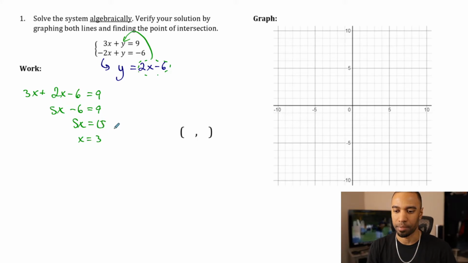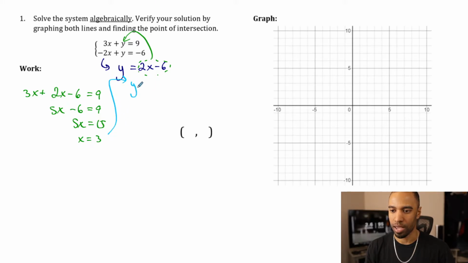I get x equals 3. I'm going to take 3, and I can then substitute it into this equation back up here that we just had and solve for y. y equals 2 times 3 minus 6, which is 6 minus 6, and that is 0.